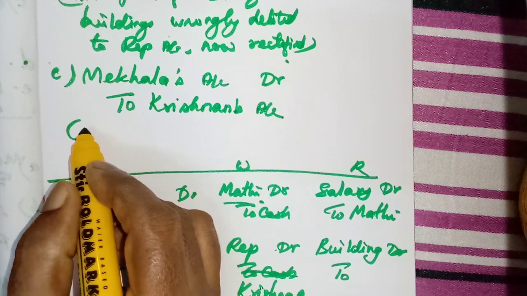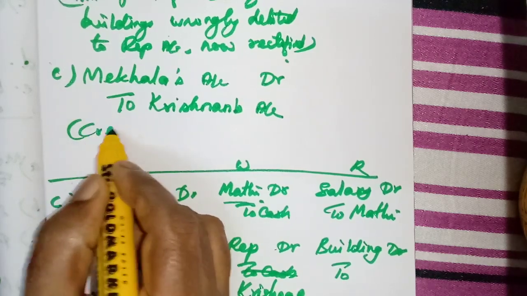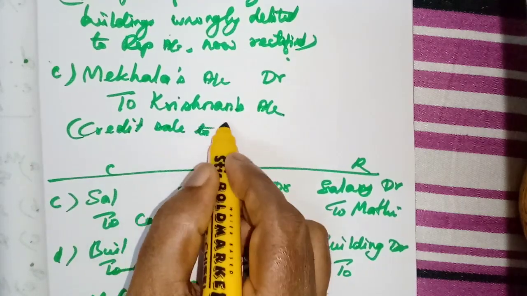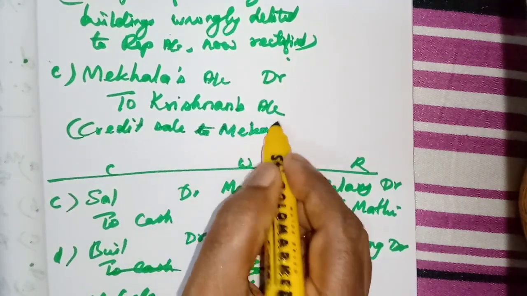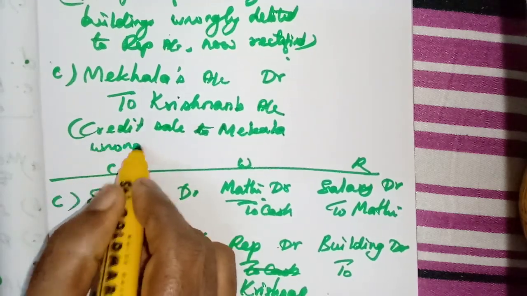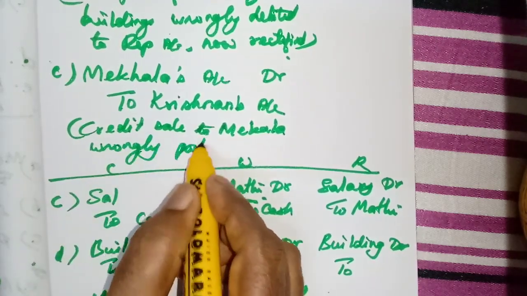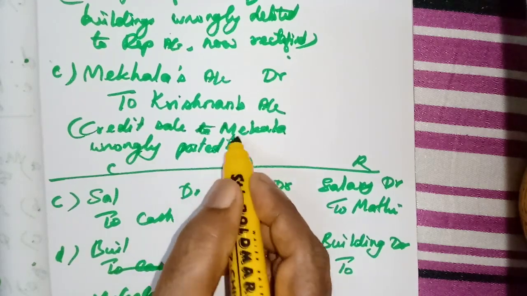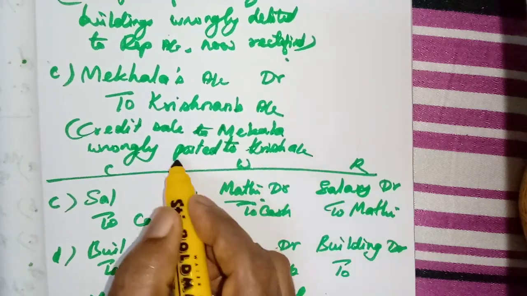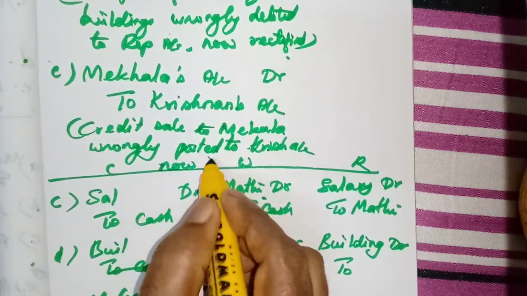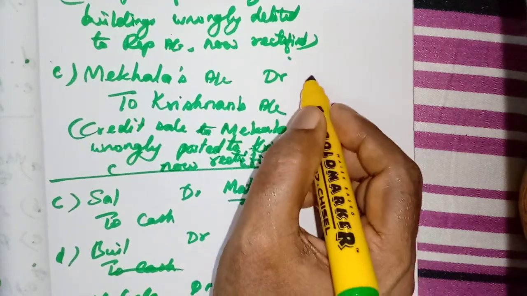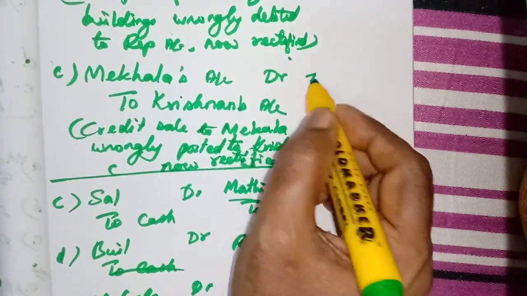Narration: credit sale to Mekala wrongly posted to Krishnan's account, now rectified. Rupees 700.